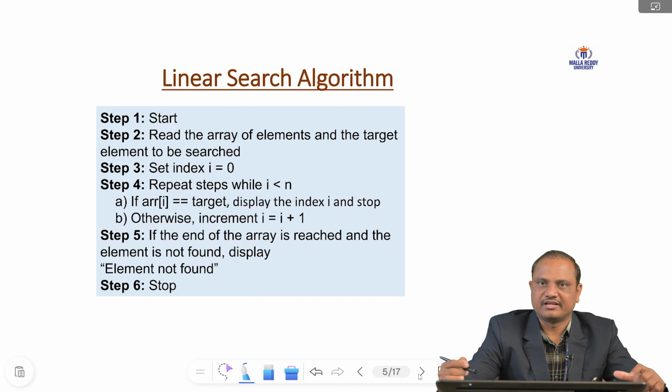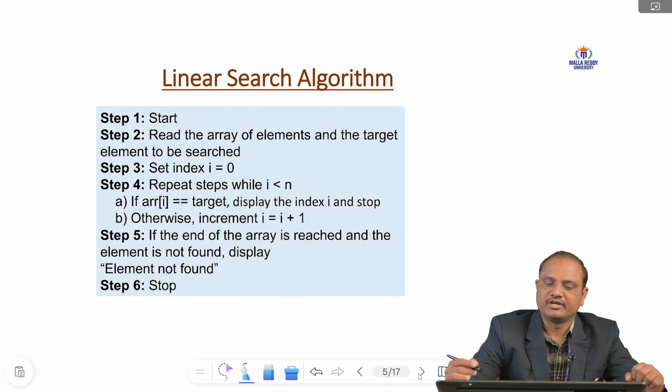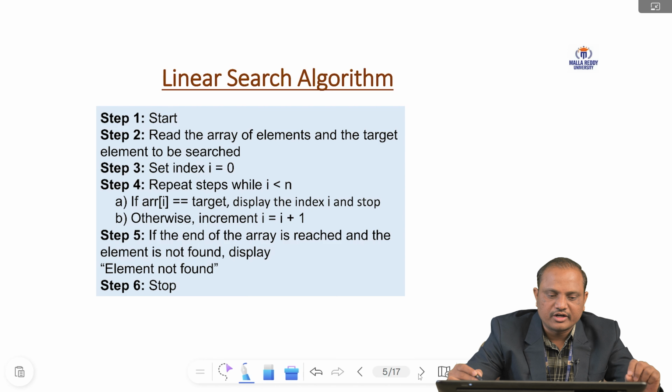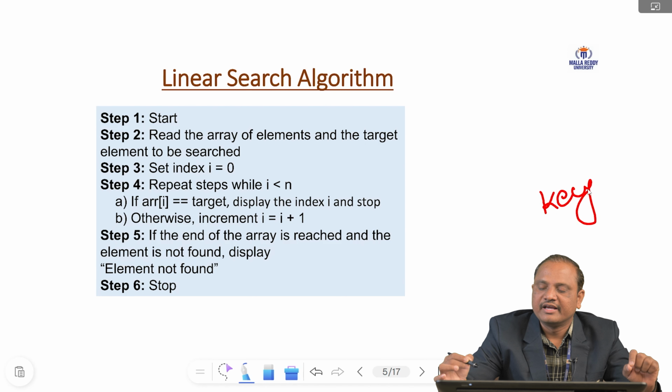So this is the algorithm for linear search. First we have to start with the array, read the array elements, and fix one element as the target element. The target element we can call the key. In an array, we know the index will start from 0 and it ends with size minus 1.